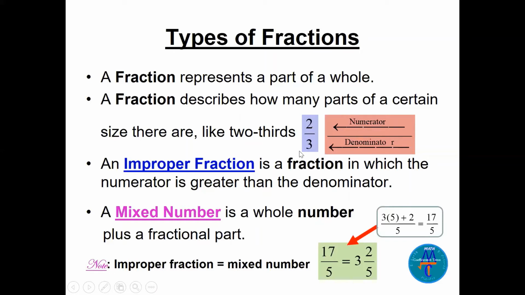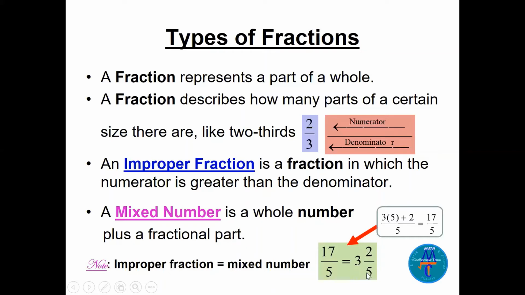That's another word. We can have an improper fraction, in which the numerator is greater than the denominator. So if you have 17 over 5, 16 over 3, all these fractions where the numerator is greater or bigger, then we call it an improper fraction. A mixed number, what is a mixed number? A mixed number is a whole number plus a fractional part. Like this one, 3 and 2/5.